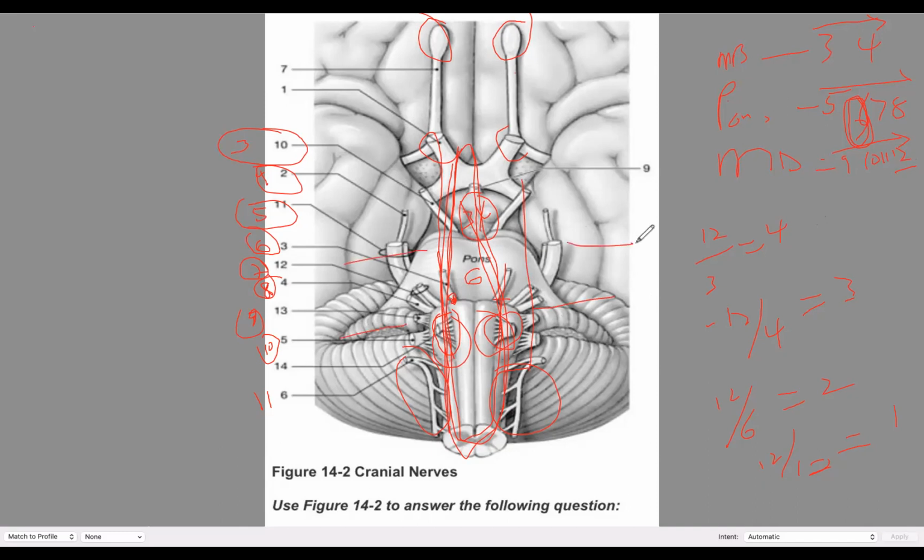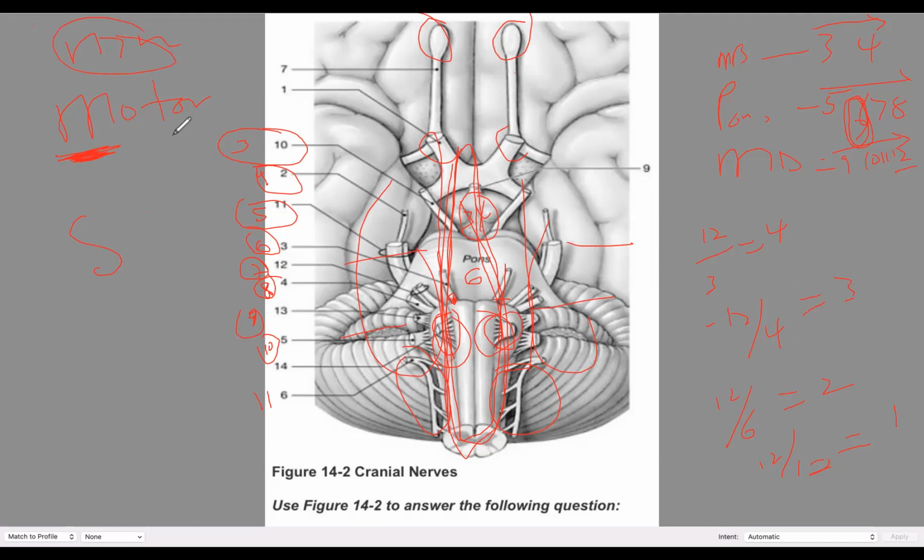Another thing that you want to know is that anyone that is coming from the middle, as we have said, is motor in function. All those that are coming from lateral are sensory in nature. Lateral, sensory. Medial, motor. M for motor, M for medial. Is that correct?